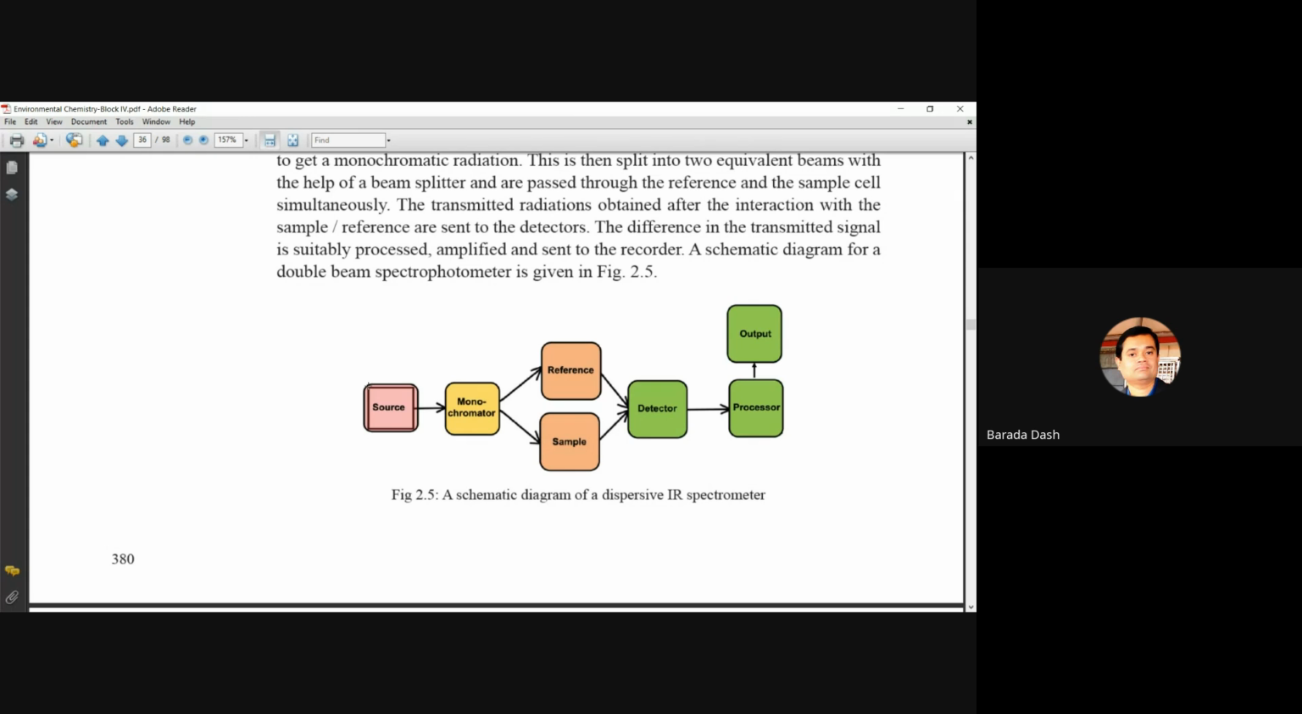That is the role of the monochromator. It filters other undesirable wavelengths, and only the desired wavelength is passed through. There are two paths: one is a reference and one is the sample, and then there is a detector, which detects. You have a processor and the output. The output is basically a computer, which gives you the UV spectra, and the CPU, the central processing unit of the computer, acts as the processor.